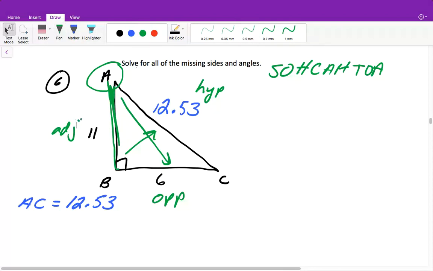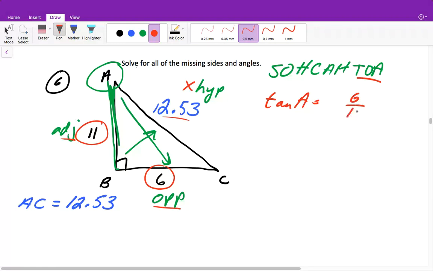All right, so now we will go ahead. We will not use our hypotenuse because this was our rounded answer, so I want you to get in the habit of using the sides that we know that are exact. So we will use these two sides, our opposite and our adjacent. Well, the trigonometry that uses both opposite and adjacent is our tangent. So we will then say tangent of angle A is equal to our opposite 6 over our adjacent 11.